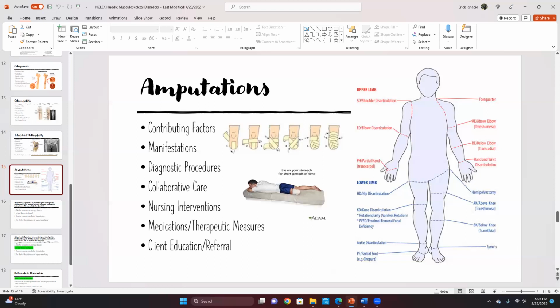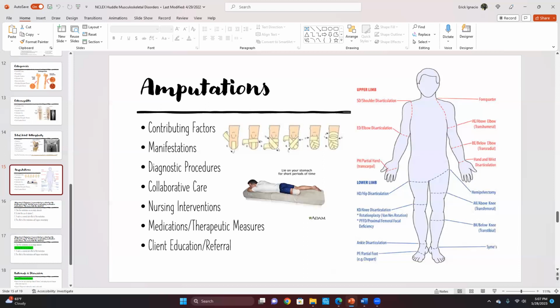Now, with this residual limb, we want to make sure that we wrap it in a figure 8 elastic bandage. So that's going to be figure 8 because we want to help reduce the swelling. Okay, so we want to reduce the swelling. So this residual limb will be wrapped with figure 8 bandage.